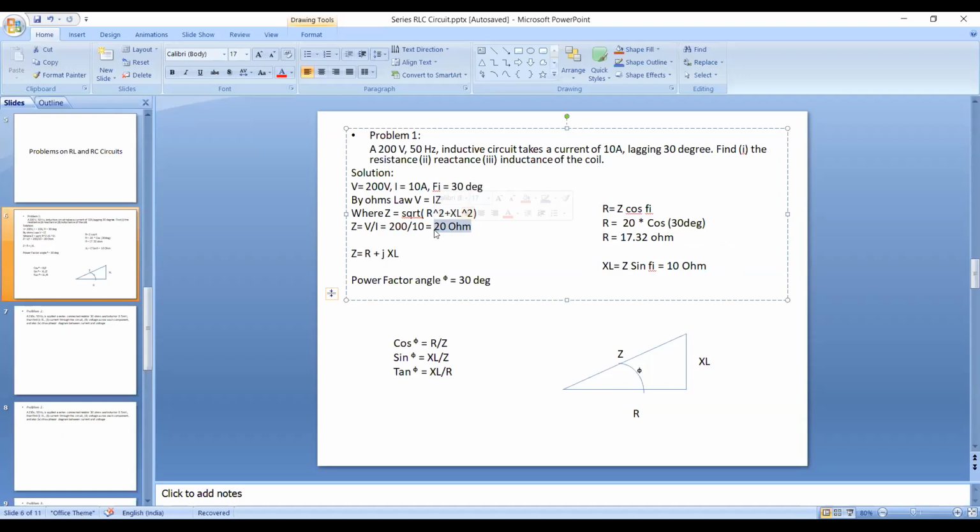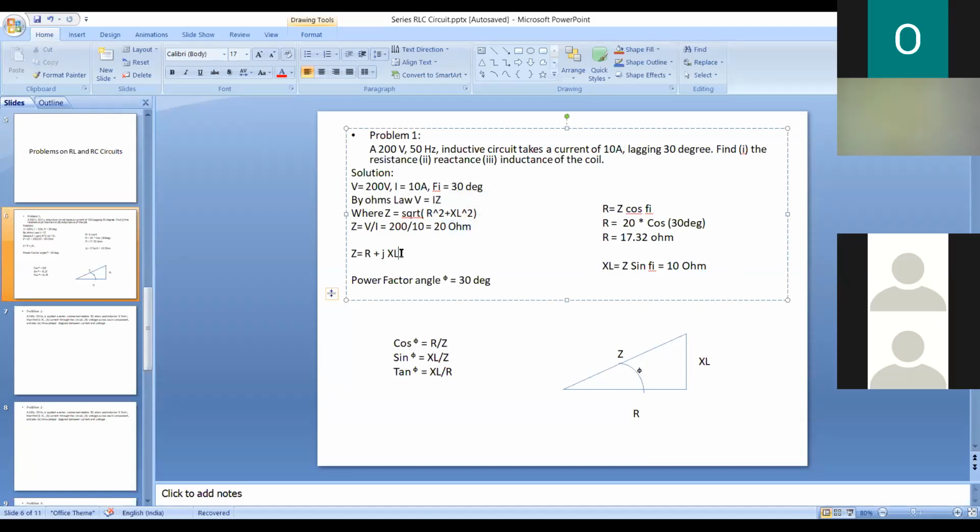Are you getting the point? I said Z is equal to R plus jXL. So if I do the algebraic sum, that is R, 17.32 plus 10, I will end up getting 27.32. But initially I had calculated Z is equal to 20 ohm. So what is the mistake I'm doing?